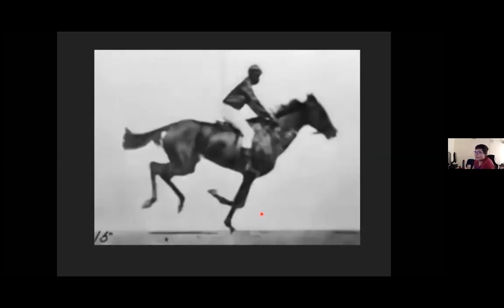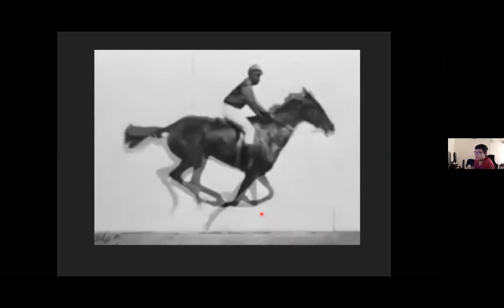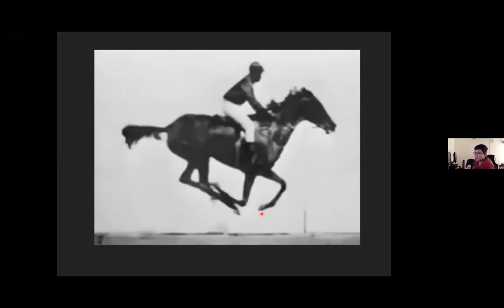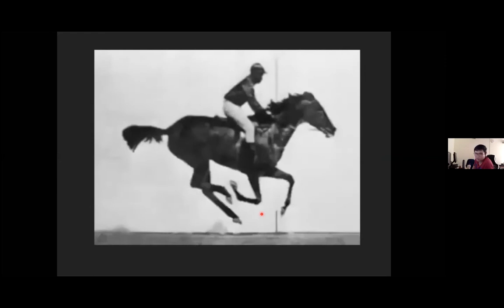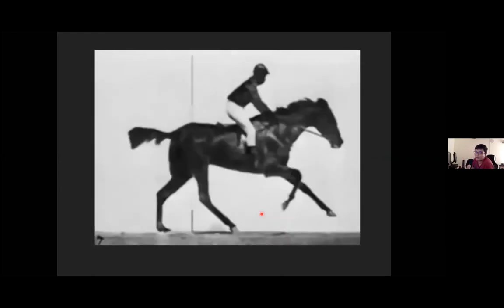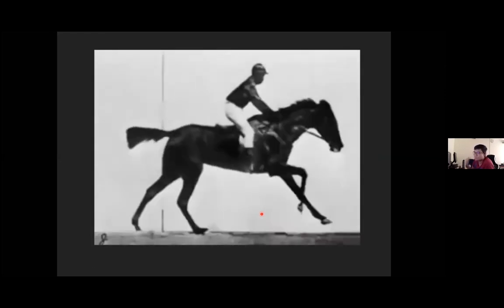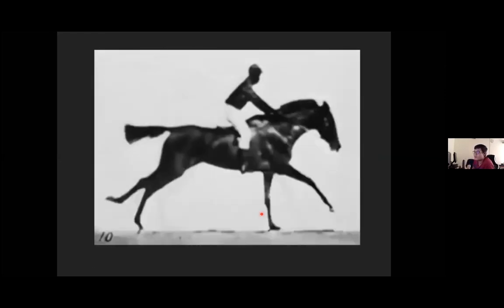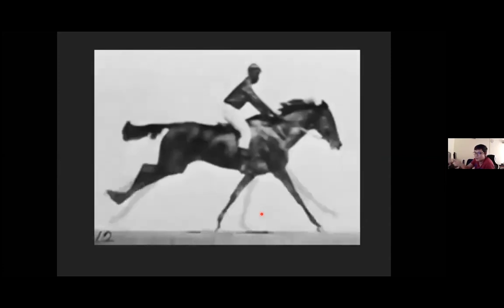Okay, so in this picture, he proves to the friends who bet with the horse breeder owner, who said, no lah, where got the horses running, where got the four hoofs lift in the air? Edward Muybridge proved them wrong. And as you can see there, all the hoofs are actually lifted.